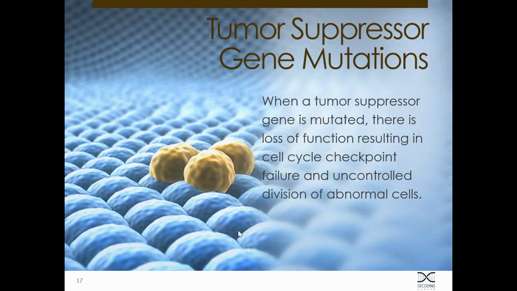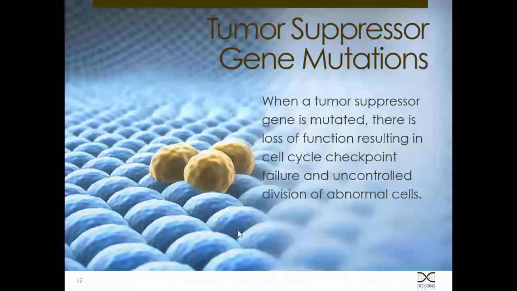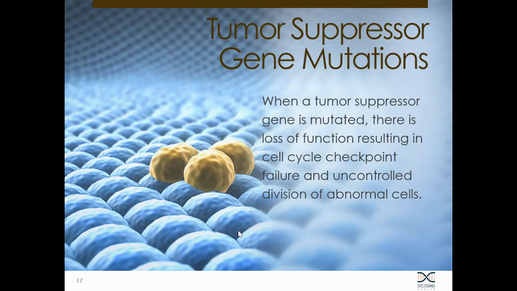There are tumor suppressor gene mutations. When a tumor suppressor gene is mutated, there's a loss of function resulting in cell cycle checkpoint failure, and this results in uncontrolled division of abnormal cells. So those two checkpoints during gap 1 and gap 2 become ineffective, and the cell continues dividing even though something is wrong with it.